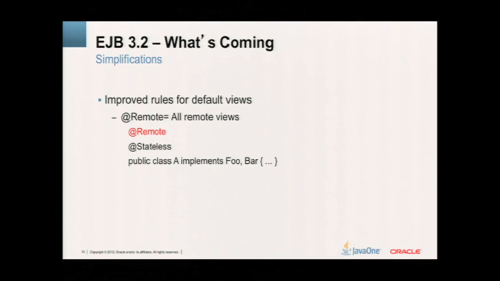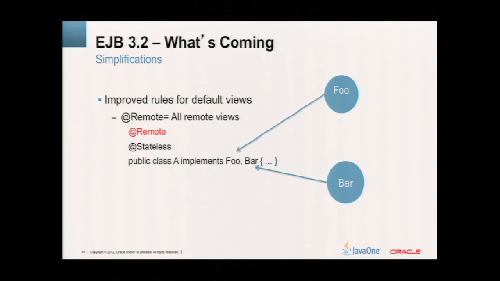And the same for remote. If your remote bean implements several interfaces, and those interfaces don't define any rules of their own, they automatically become remote interfaces.